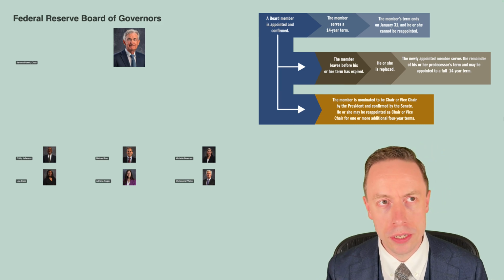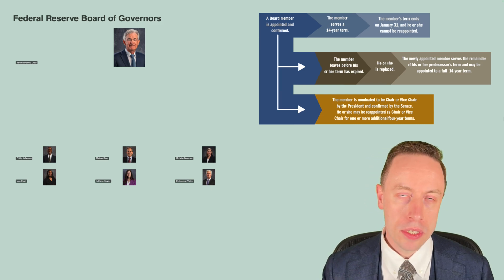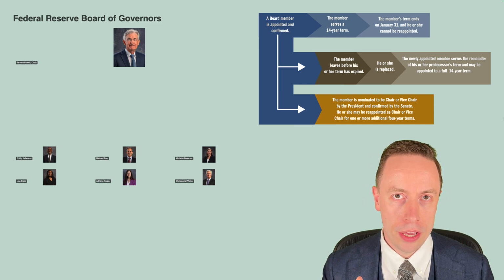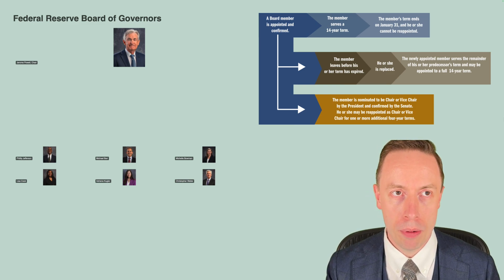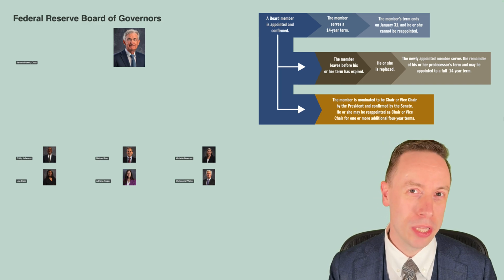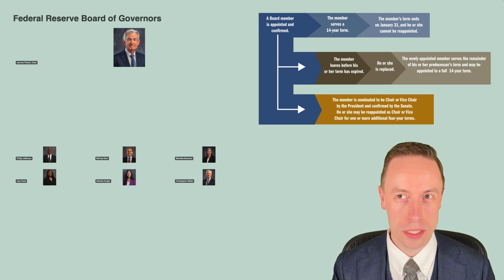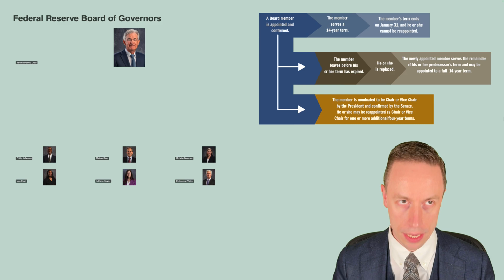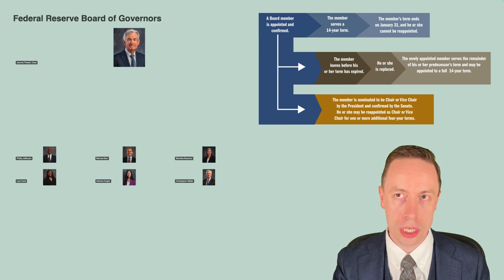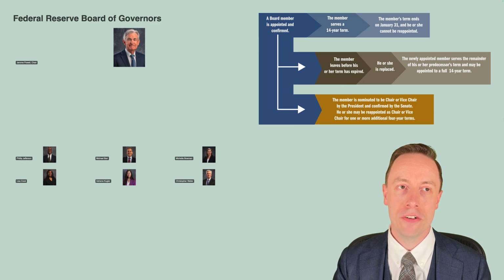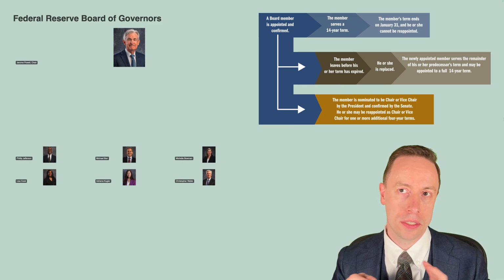Now, I already mentioned that each of these governors is appointed for a 14-year term, assuming it's a full appointment. But what's interesting is that it's also a one-term limit. So once your 14 years are up, that's it. Can't be nominated again. There is one way in which you can serve even longer. The 14-year terms are staggered.